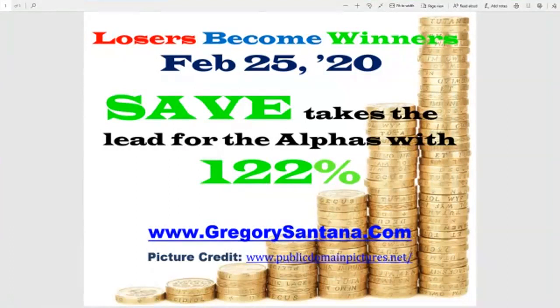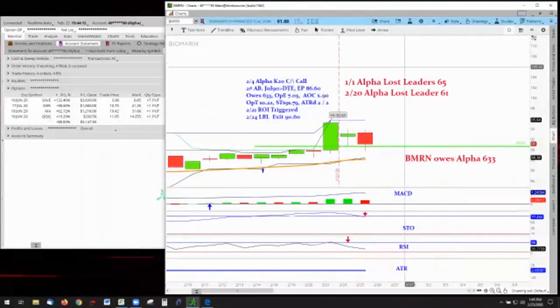Look at this. SAVE takes the lead with the alphas at 122%, and the world is melting. What's going on here? Let's go take a look. And before we do, I've got to correct this here.